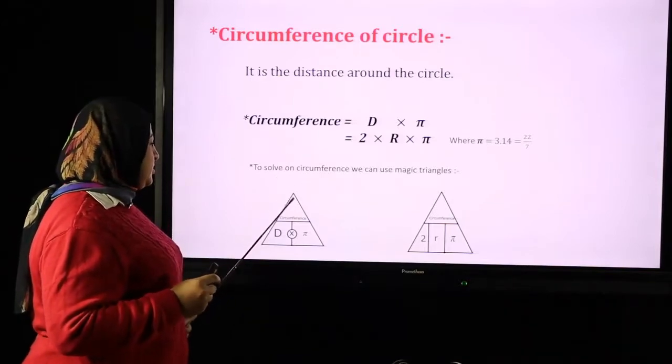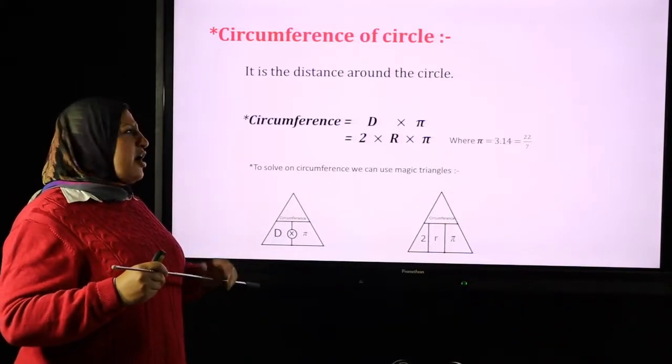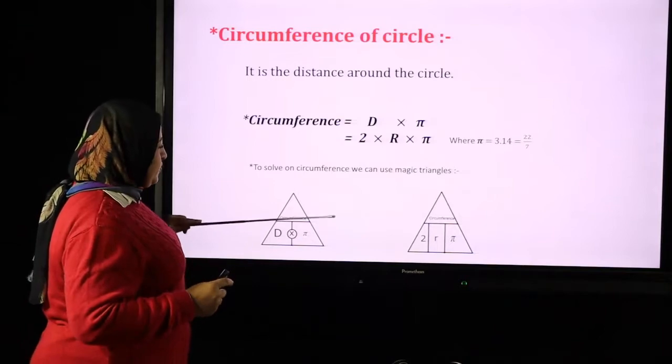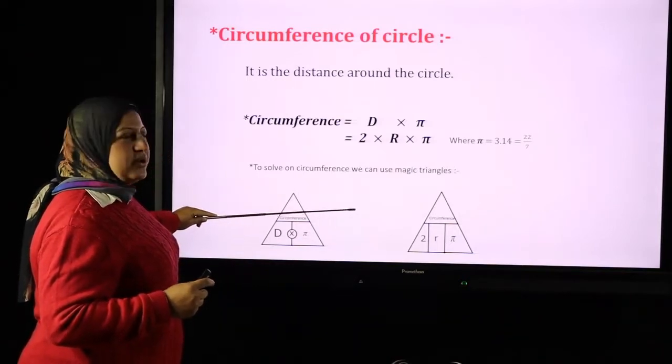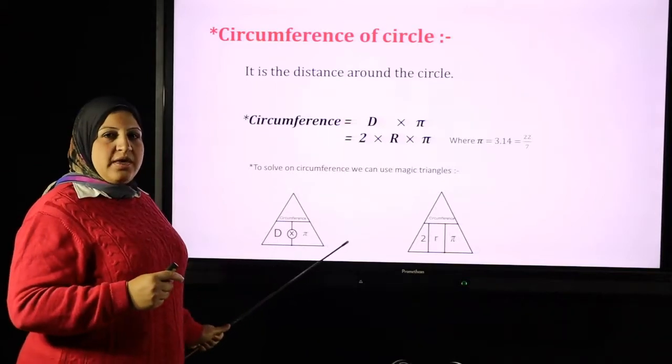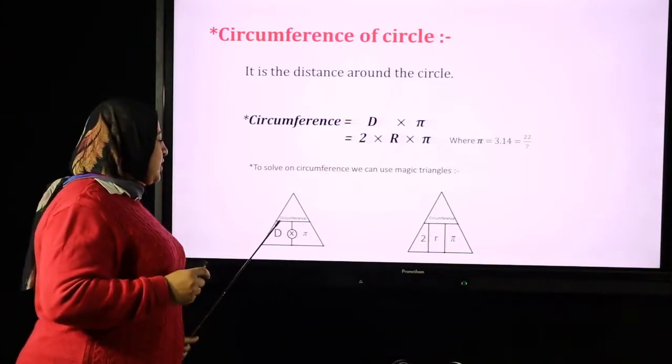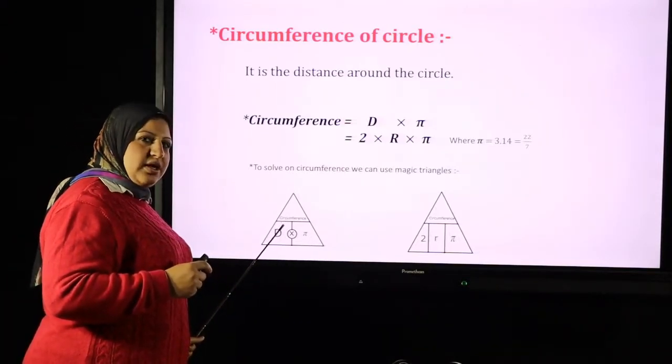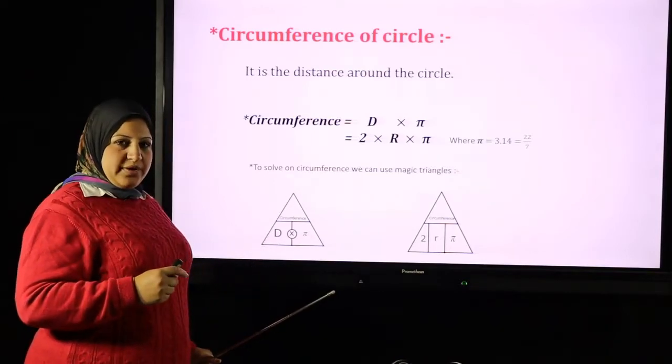Okay, the first one is circumference. How can I use the magic triangle? Number one, if I want to get the circumference, I will hide it. So circumference equals diameter times pi. If I want to get the diameter, I will hide the diameter, and the diameter equals circumference divided by pi.